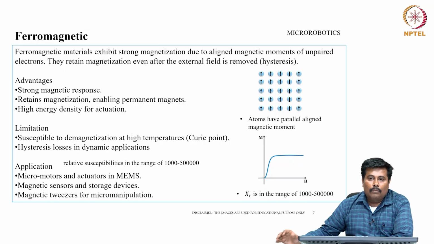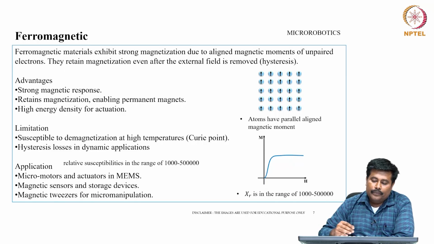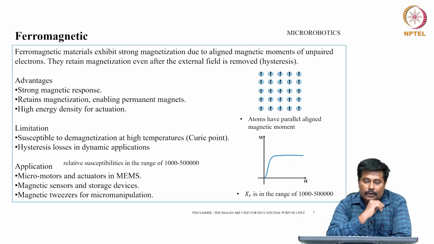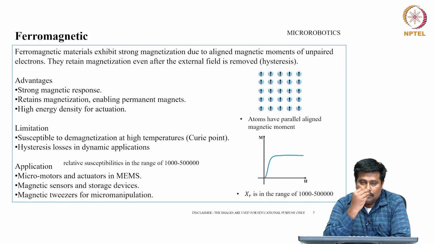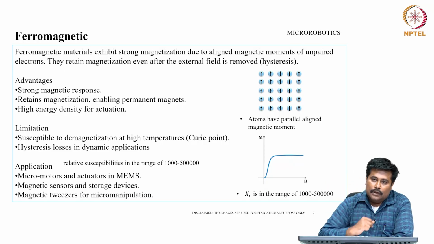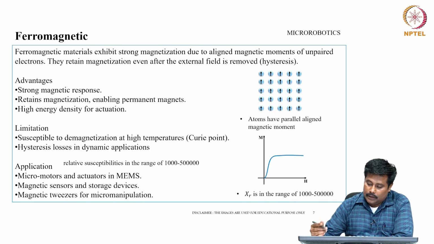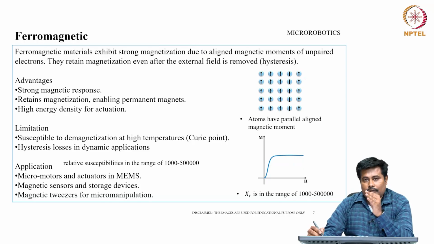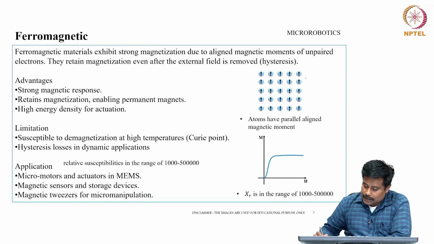Now, when we talk about ferromagnetic material, it exhibits a strong magnetization due to the aligned magnetic moments of unpaired electrons. They retain magnetization even after the external field is removed, which is a kind of hysteresis. In fact, if you see this particular figure, atoms have parallel aligned magnetic moments, and the χr is in the range of 1000 to 5 lakh.